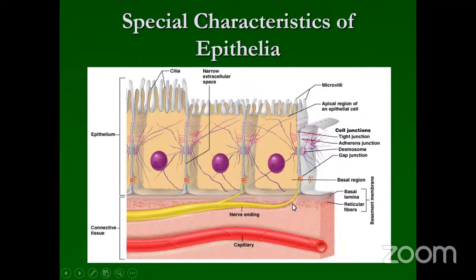And here, at the border between this epithelium and connective tissue, you have the basal lamina and reticular fibers. The bottom end of the epithelium is the basal region and the top end of the epithelium is the apical region. At the apical region, we have microvilli and cilia, which are small hair-like structures. And each one is a single cell. Okay, I will show you.